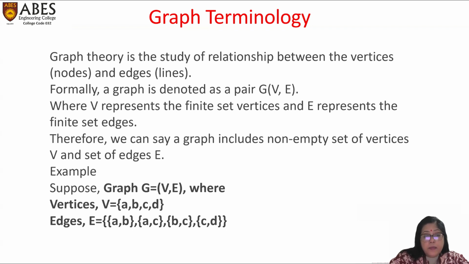Now, for example, here is a given graph G(V, E), where V is the set of vertices, supposing we have taken four vertices A, B, C, D, and the corresponding edges are AB, AC, BC, and CD. Okay, so they form a graph. A graph, again I repeat, is basically two non-empty finite sets, that is, a set of vertices and a set of edges.